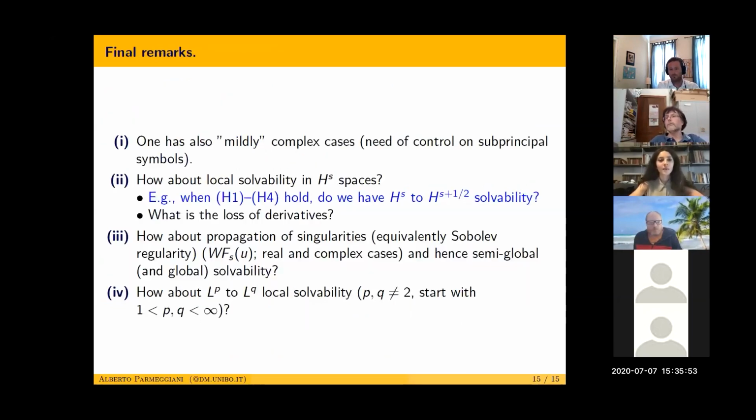And very quickly, there are also some mildly complex cases, but I decided not to talk about them because they are very mild as a complex case. So everything is reduced to the real case, and this is not so meaningful, I think.